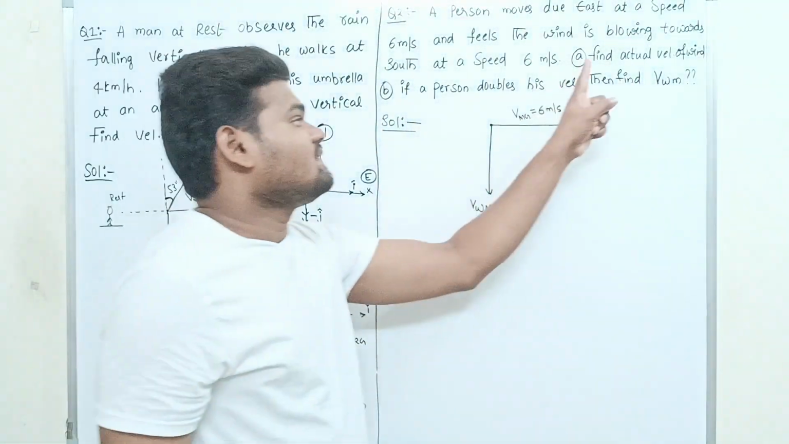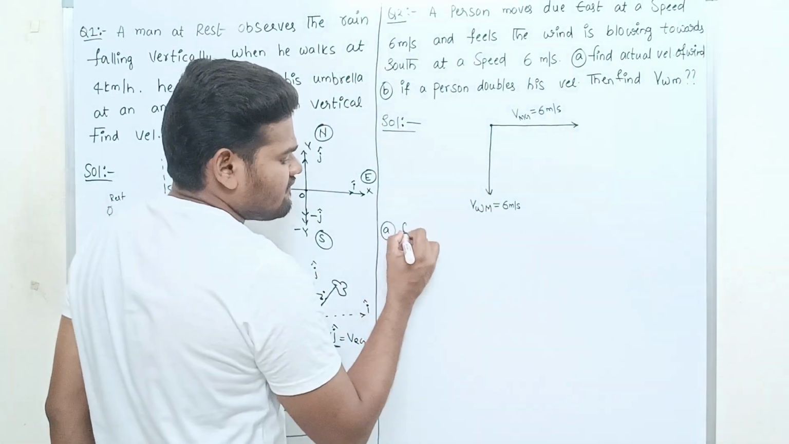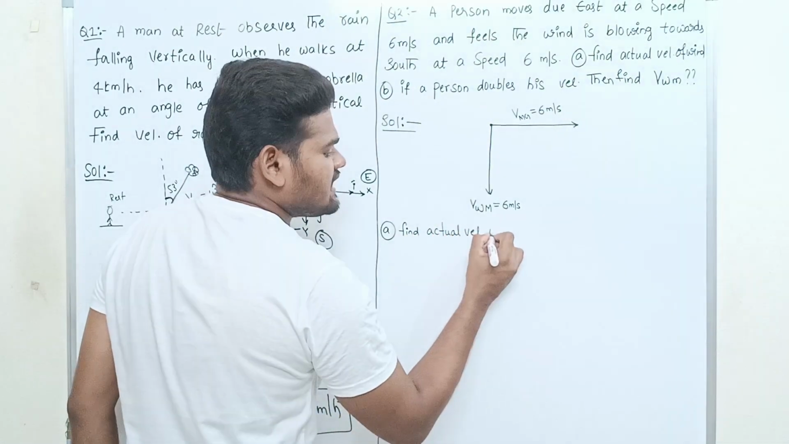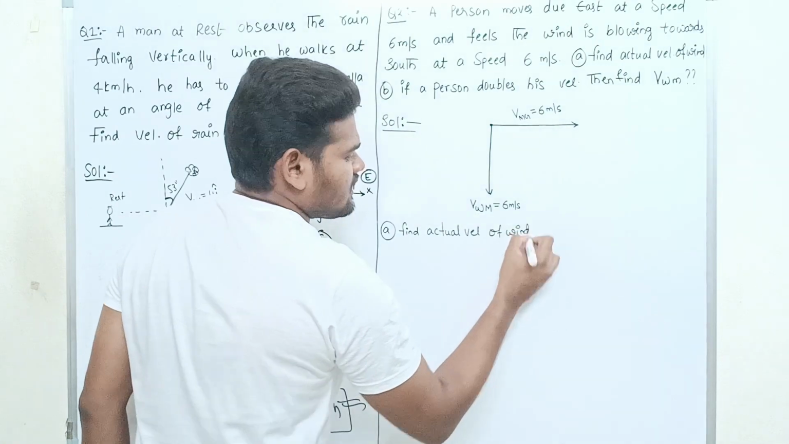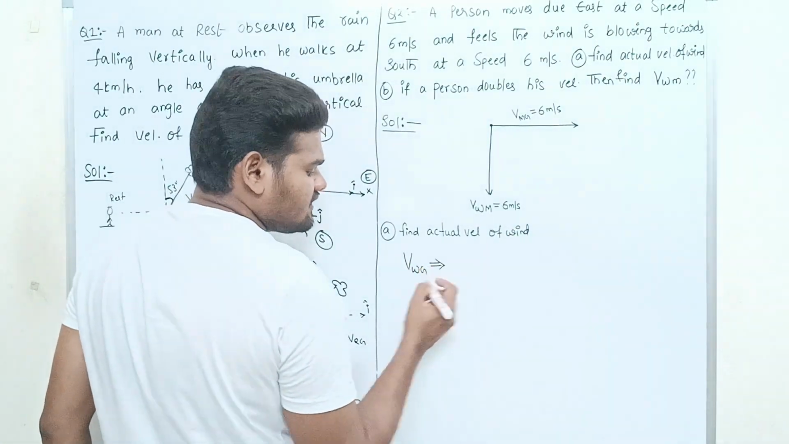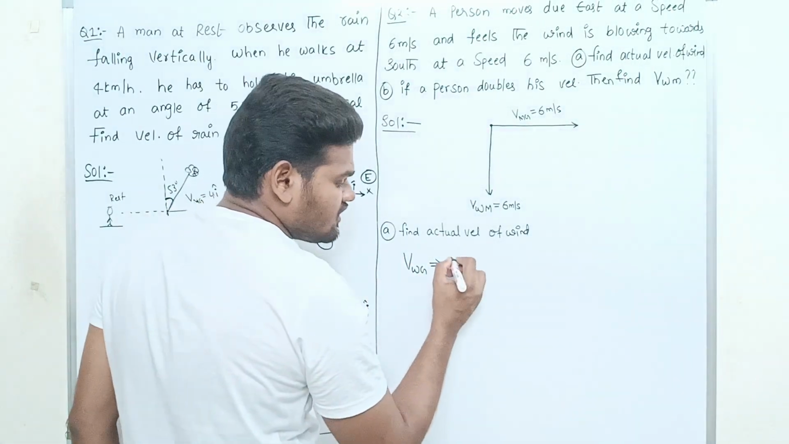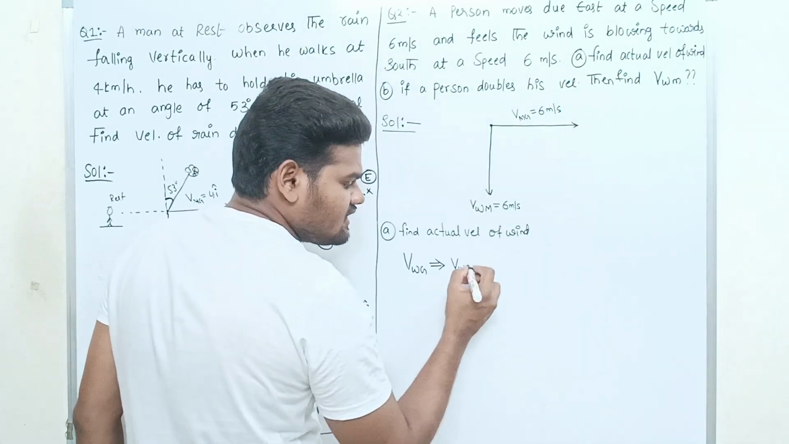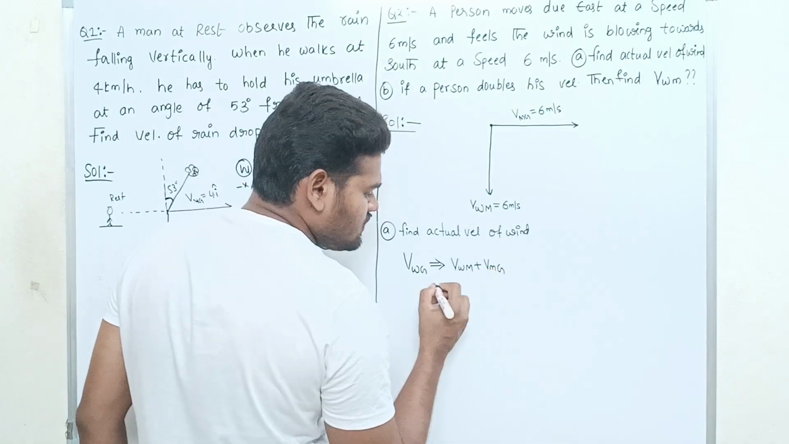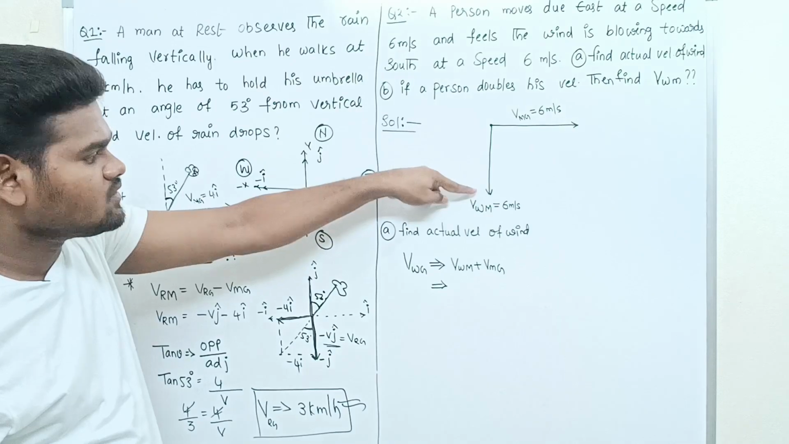So what they are asking, find the actual velocity of the wind. Question number A. What they are asking, find actual velocity. So actual velocity of wind means what? Velocity of wind with respect to ground. So velocity of wind with respect to ground means what? Velocity of wind with respect to man plus velocity of man with respect to ground. Have a look. The wind is blowing towards the south direction.